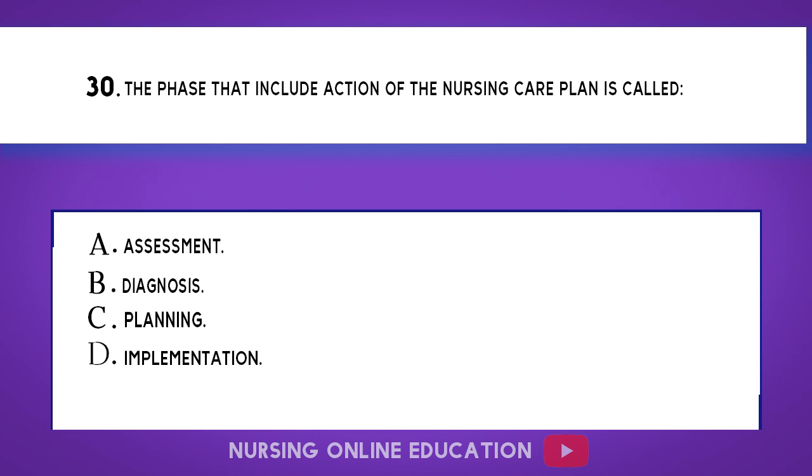30. The phase that includes action of the nursing care plan is called: A. Assessment, B. Diagnosis, C. Planning, D. Implementation. The answer is option D, implementation.